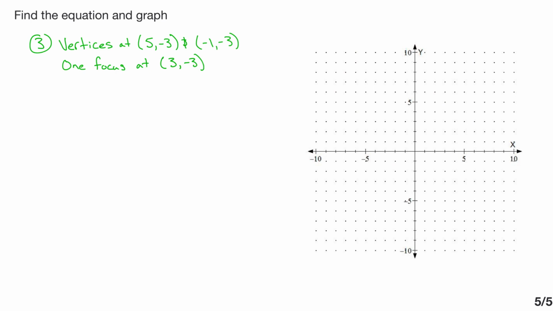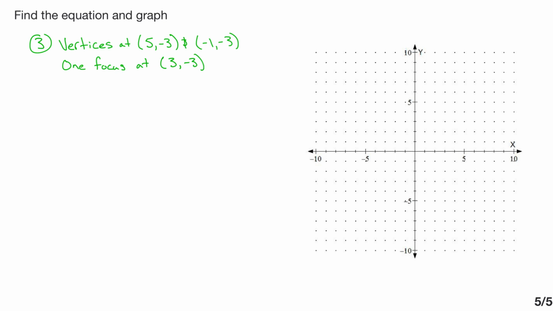The last iteration I want to do is what happens if I just straight up tell you what the vertices and one of the focal points are. All right, I like visualization, so I'm actually going to graph these first.